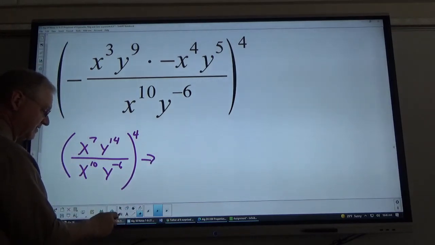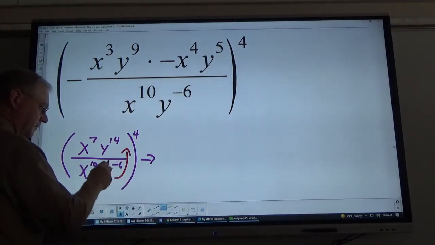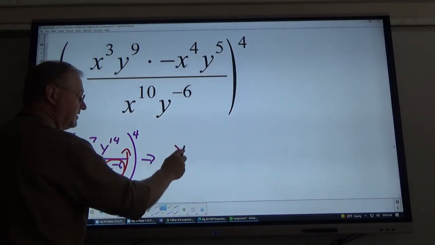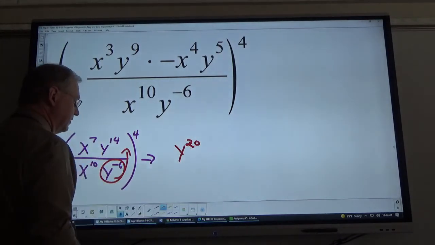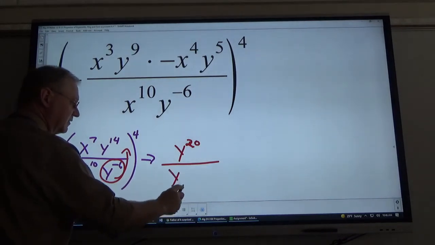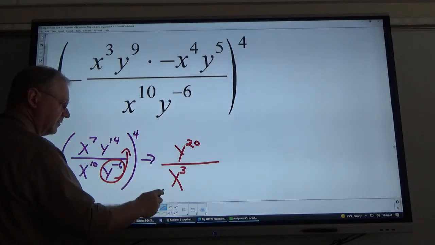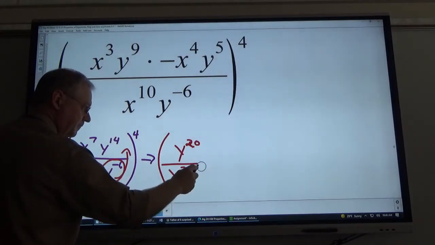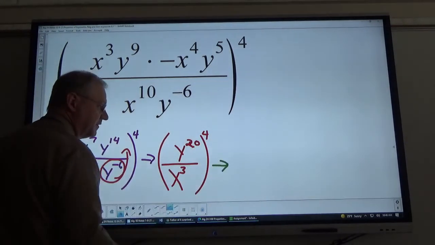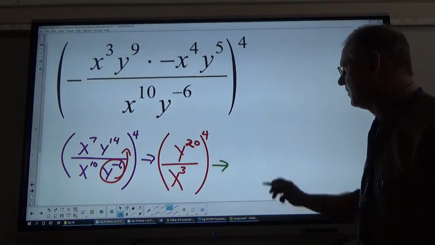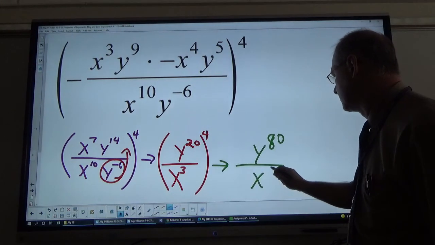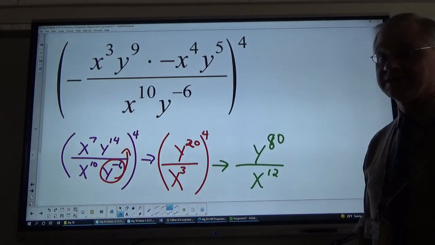If I bring this up, that's going to be a positive 6 on top. So when I add them, y to the 20, because it's multiplication, I add exponents. The x to the 7 and x to the 10, I'm going to have subtraction, x to the 3rd on bottom. All right. I finish this off by raising each of these to the power, y to the 80 over x to the 12. And there's your final answer.